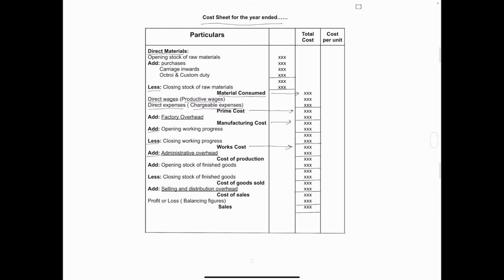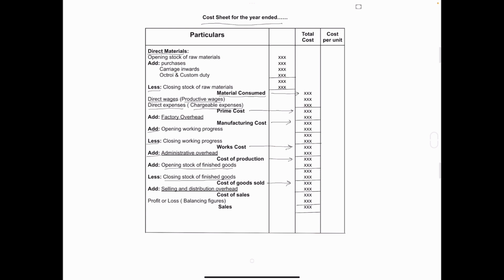Next, add administrative overhead or office overhead, any charges or overhead relating to office. For example, printing and stationery, postage and telegram, rent and rates, depreciation on furniture, office manager salaries, etc. All these expenses are recorded under this head, and this is called cost of production. In that we have to add opening stock of finished goods and less closing stock of finished goods, and the amount which you will get, that is called cost of goods sold.